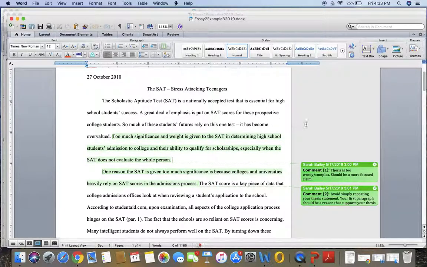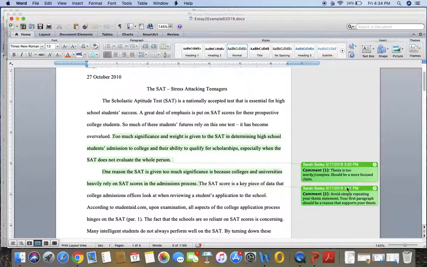"Too much significance and weight is given to the SAT in determining high school students' admission to college and their ability to qualify for scholarships, especially when the SAT does not evaluate the whole person." So you can see my comment is: your thesis is too wordy and complex. It's not a very focused claim. And this claim would actually, I think, work better as a claim of policy.